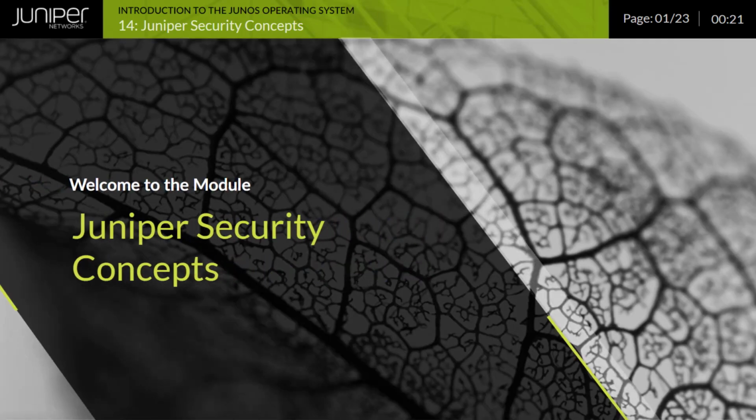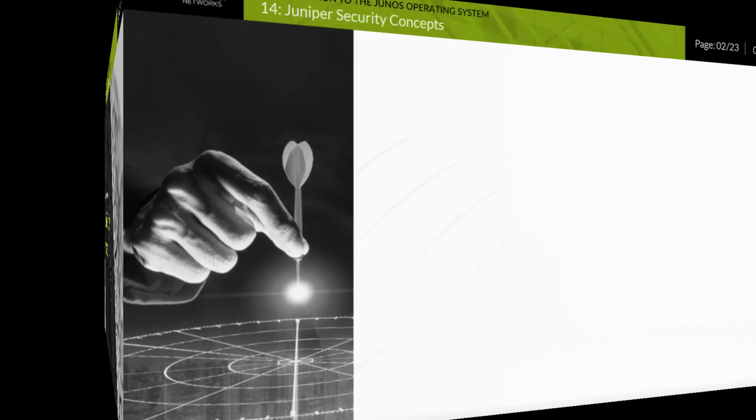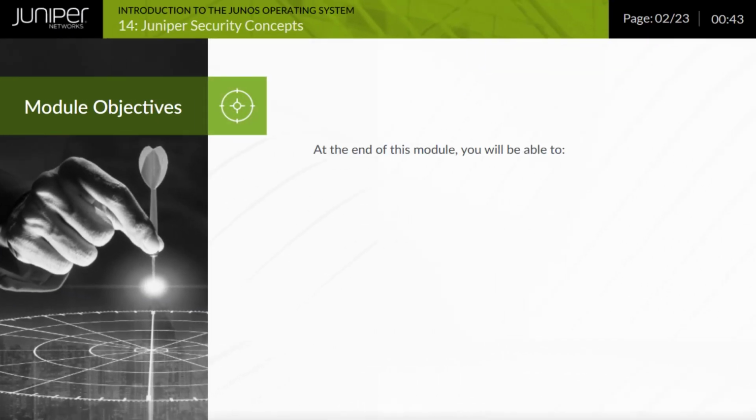Welcome to the Juniper Security Concepts module. This module describes how to identify high-level security challenges in today's networks. This module also explains the value of implementing security solutions and discusses how to identify key factors in Juniper Network's security focus. At the end of this module, you will be able to identify high-level security challenges in today's networks.